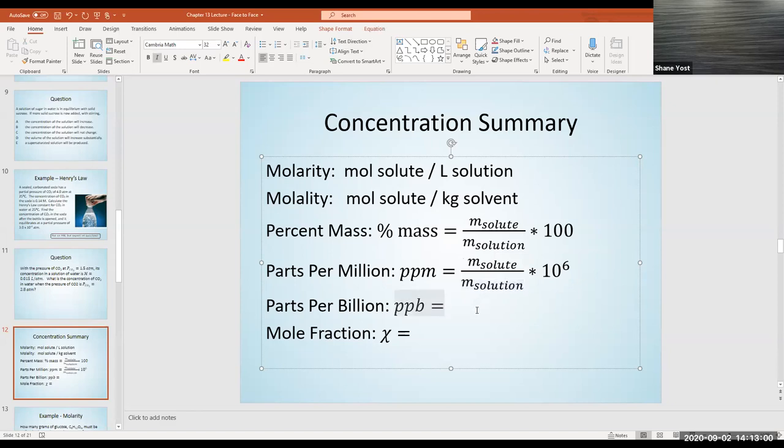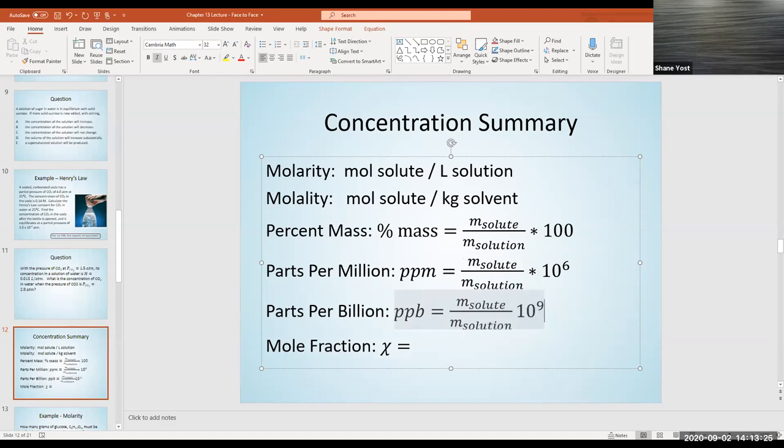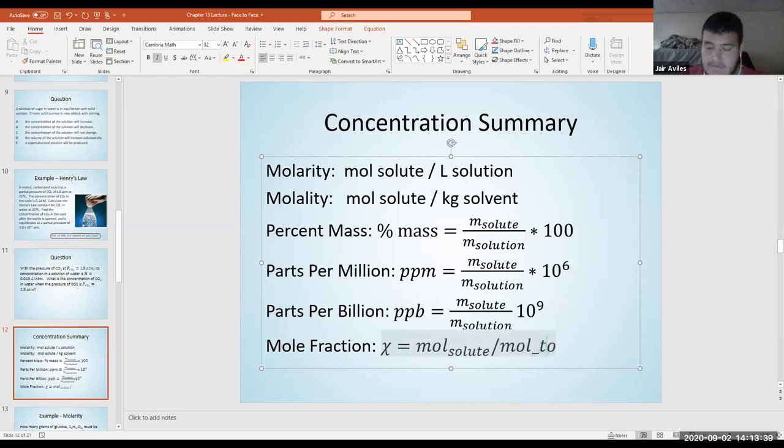Okay, parts per billion is the same, but times 10 to the 9 instead. And then mole fraction finally, which is moles of the component over total moles.